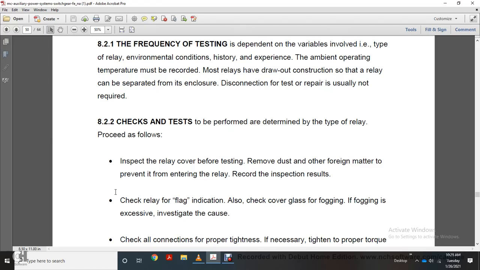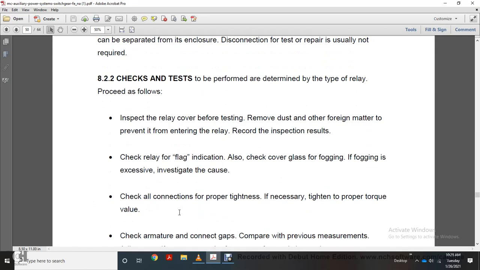Proceed as follows. Inspect the relay cover for best testing. Remove the dust and other foreign material to prevent it from entering the relay. Record the inspection results. Check the relay flag indicator. Also check the glass cover for fogging. If fogging is present, investigate the cause.